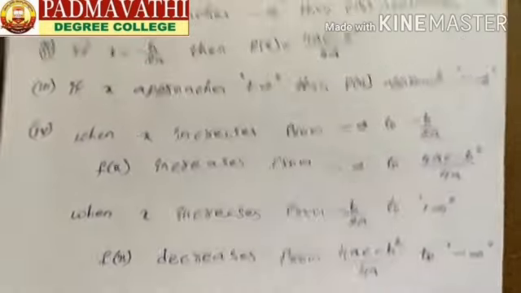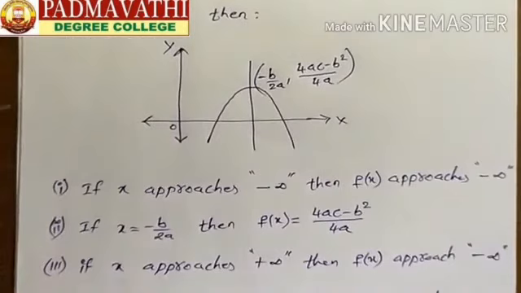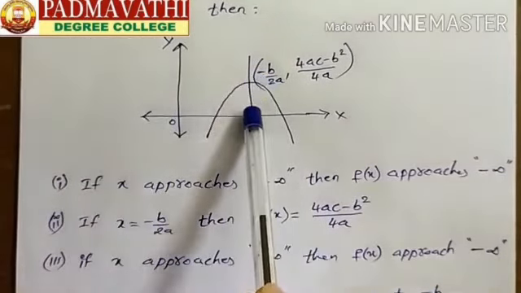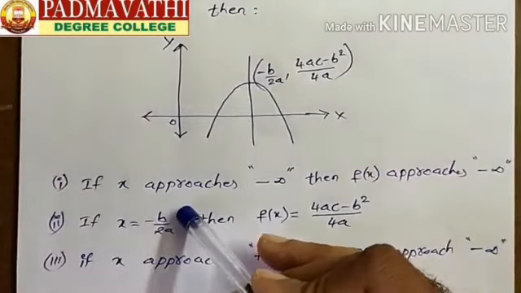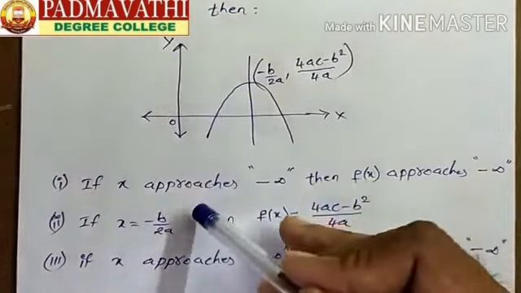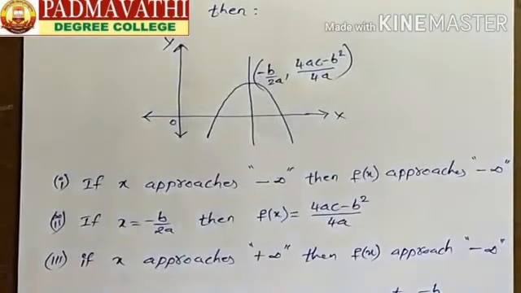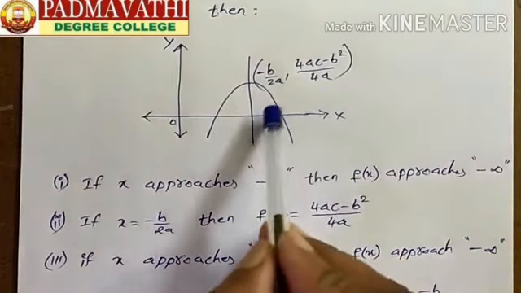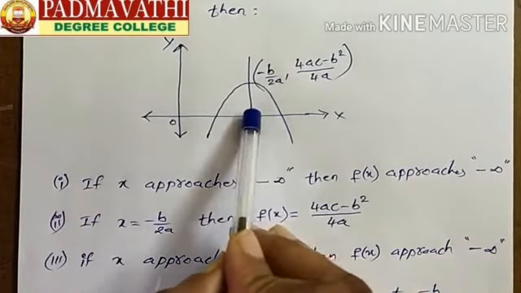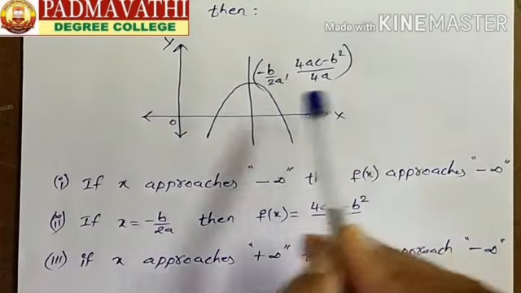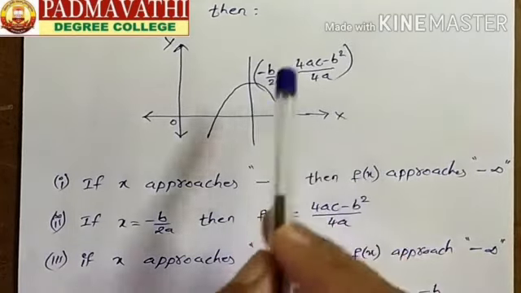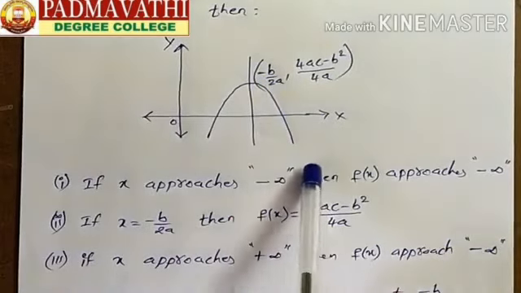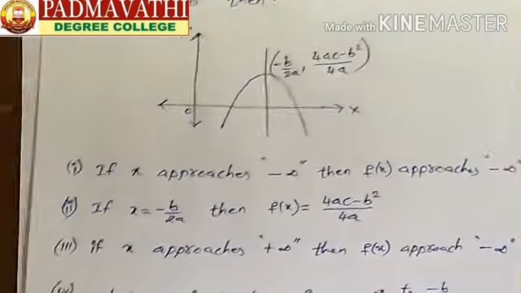So look at this graph. In this graph easily you can observe. x is increasing from minus infinity to minus b by 2a, up to here. Then f of x is an increasing function from minus infinity to minus b by 2a. Similarly, x is increasing from minus b by 2a to plus infinity. Then again the curve is decreasing from 4ac minus b square by 4a to negative infinity. So these two only we are writing in sentences.